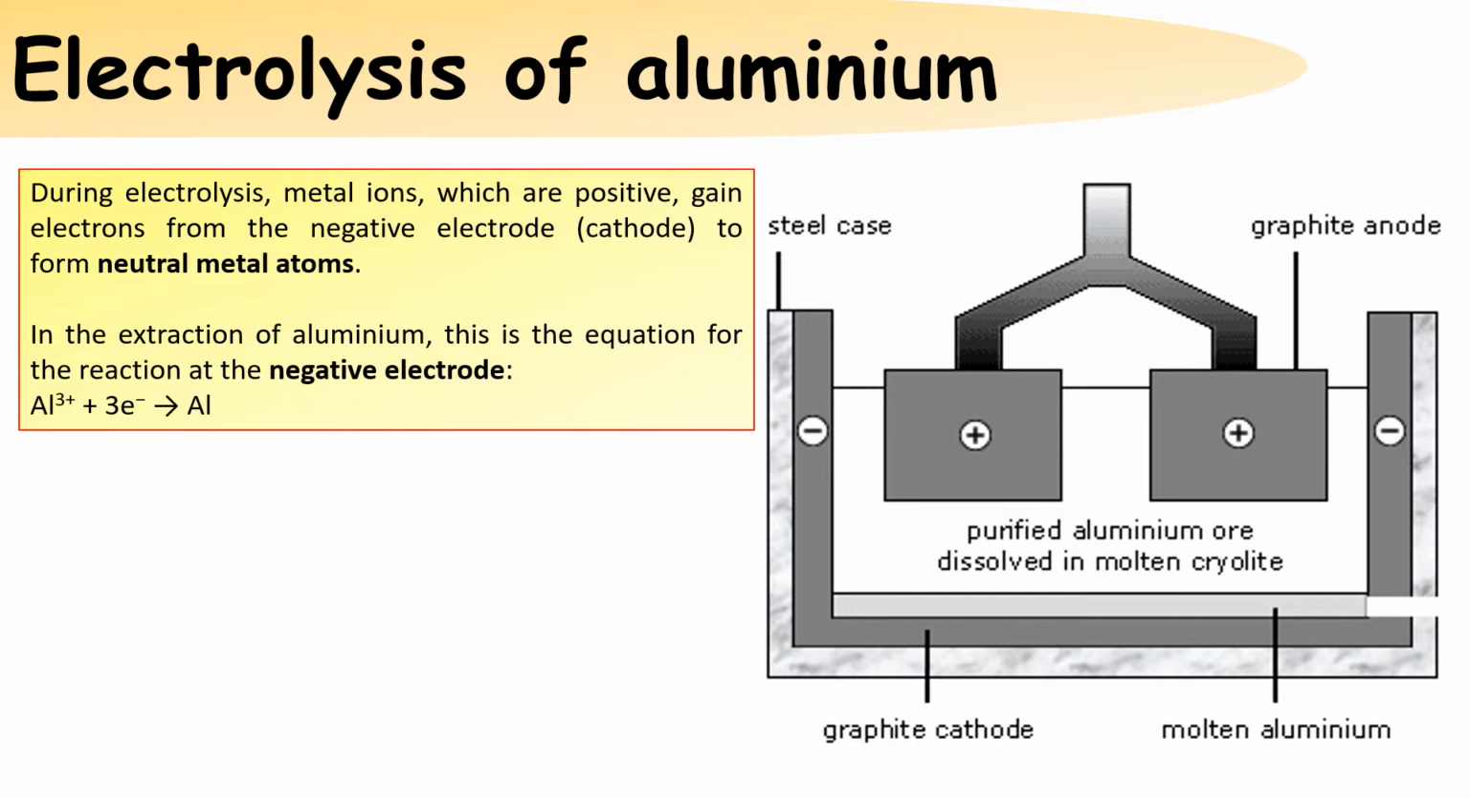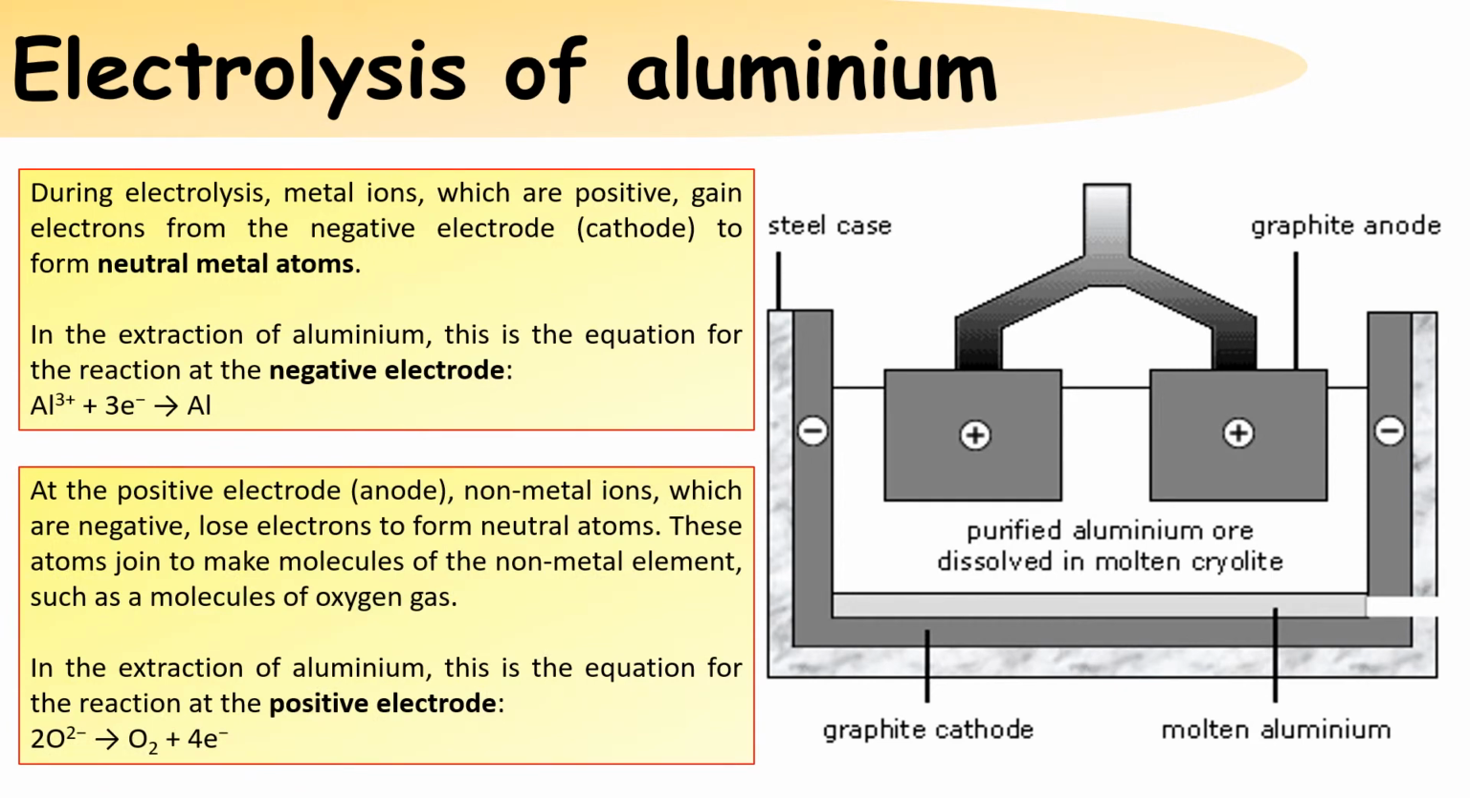During electrolysis, metal ions which are positive gain electrons from the negative electrode. The half equation for this is Al3+ plus 3 electrons goes to form aluminium atoms.